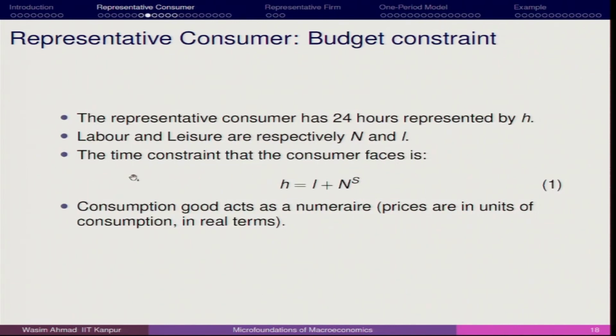The time constraint that the consumer faces, with regard to the utilization of the total number of hours, is leisure plus the number of hours that the representative consumer supplies in the market. So, here it is L plus NS. Now, the consumption good acts as a numeraire here, because this is the representative price in which prices will be expressed. So, prices are in units of consumption in real terms. We are talking about the real wage, and then we will also talk about how a change in this real wage is going to impact consumption.